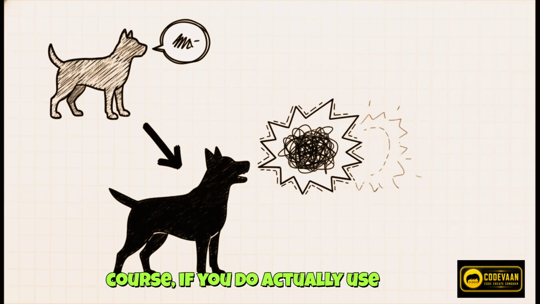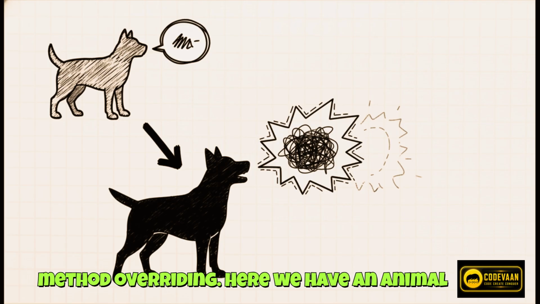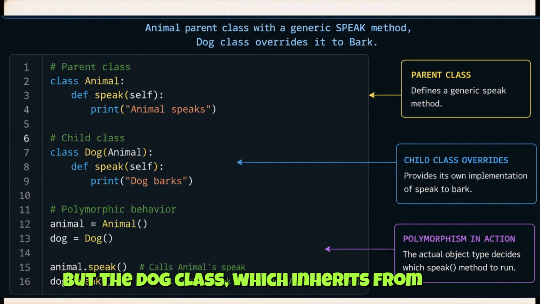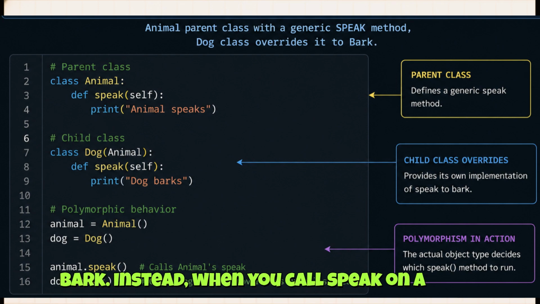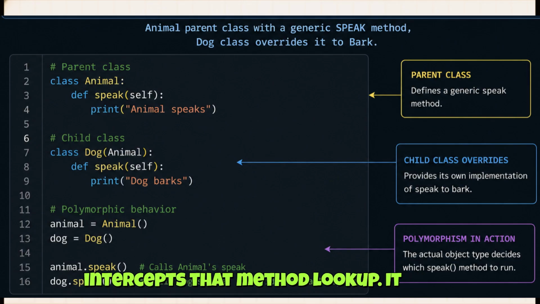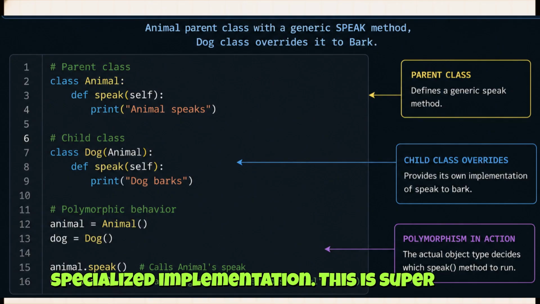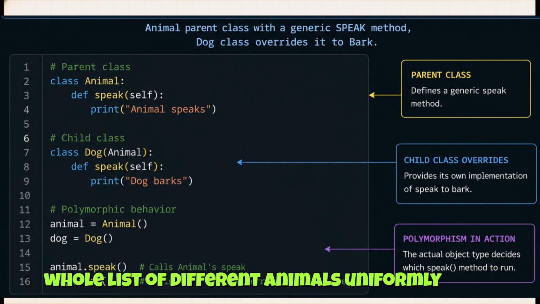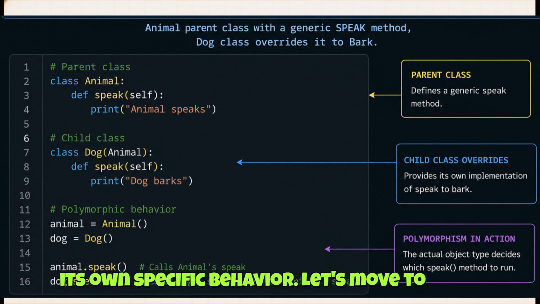Of course, if you do actually use inheritance, you're going to rely on method overriding. Here we have an animal parent class with a generic speak method, but the dog class, which inherits from animal, defines its own speak method to bark instead. When you call speak on a dog object, the child class actually intercepts that method lookup. It overrides the parent to provide its own specialized implementation. This is super powerful because it lets you treat a whole list of different animals uniformly, while each one goes ahead and executes its own specific behavior.